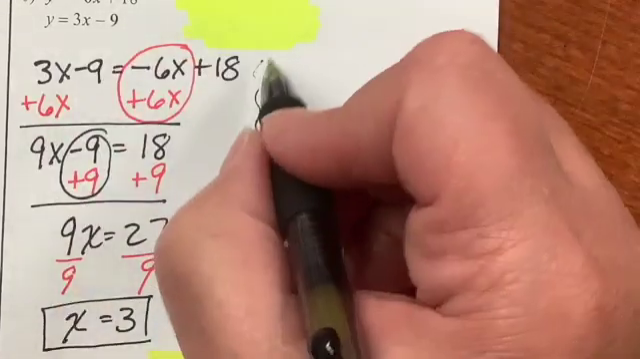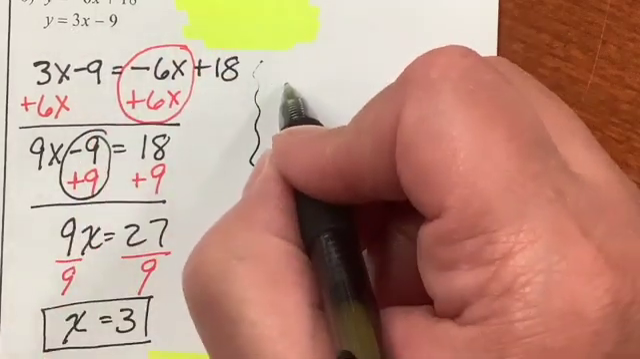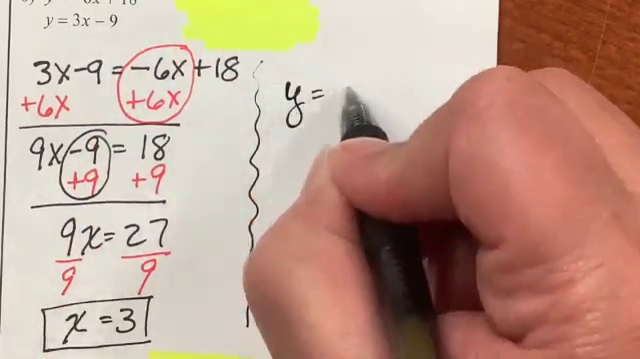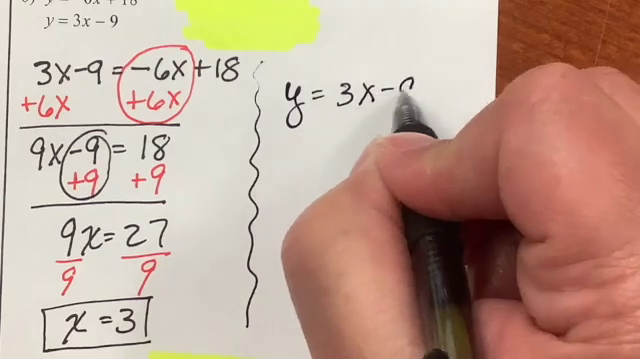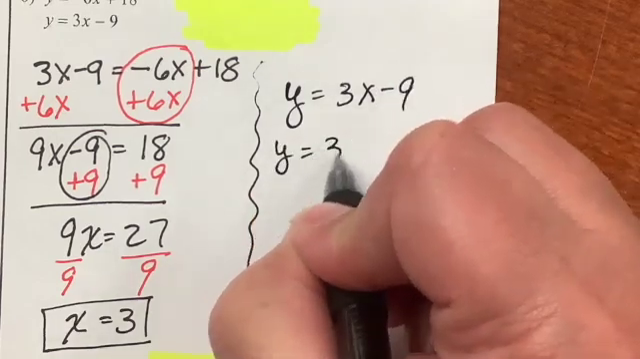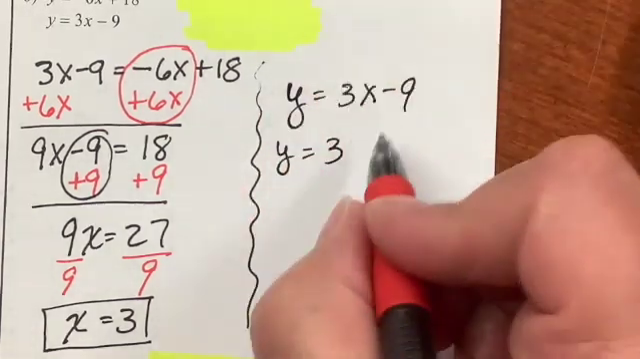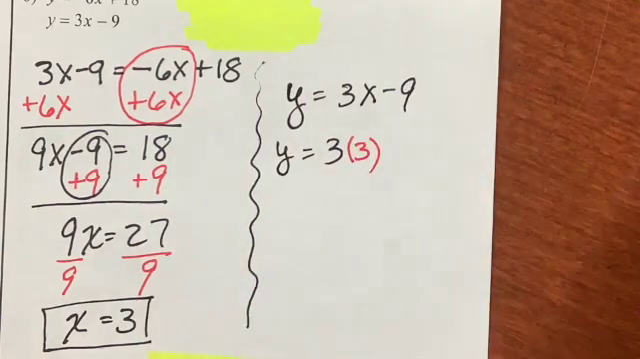I pick one of them. I'm going to take the positive one because positivity. Y equals 3x minus 9. Y equals 3 times 3 minus 9.